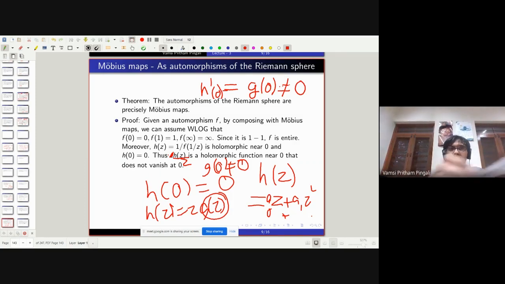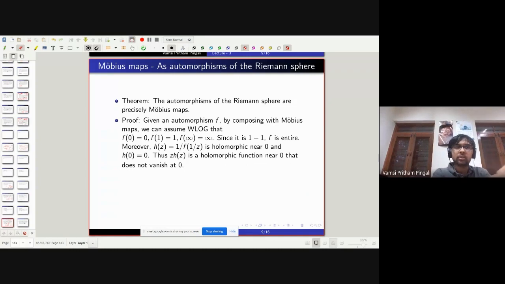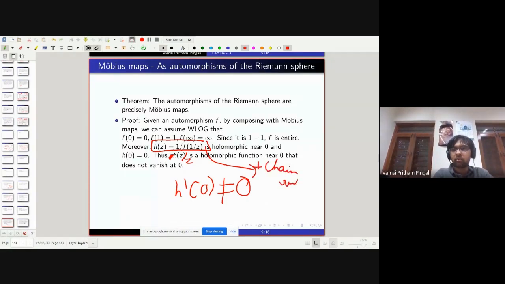I mean, in fact, actually, maybe it's not one-to-one. Sorry, this is wrong. I claim h prime of 0 is not 0. And how does one prove it? One has to use this formula and the chain rule. I should have given it as a homework problem.